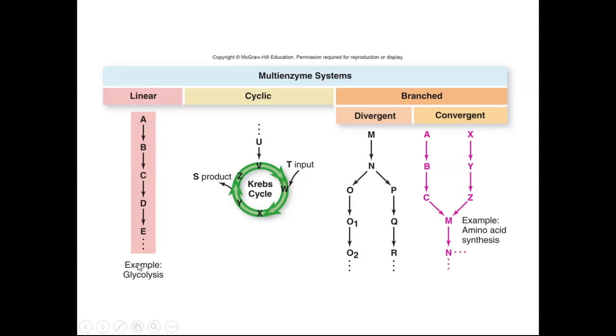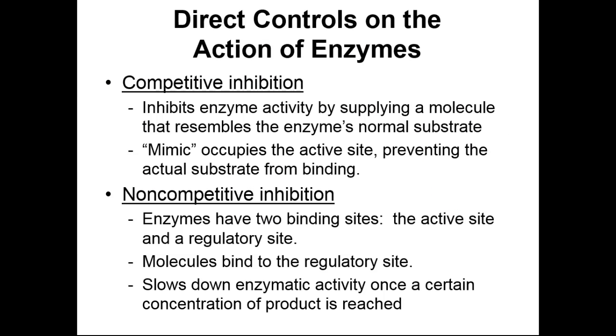Glycolysis is one that we'll talk about in a moment. We could also have a cyclic pathway, the Krebs cycle, where a product will feed in, and then it goes through a cyclic series of chemical pathways, and then products are spit out. Or we can have our branched pathways. Sometimes we'll diverge depending on the path of travel, or we'll converge depending on the path of travel. Good examples of branched pathways are both nucleic acid and amino acid synthesis.